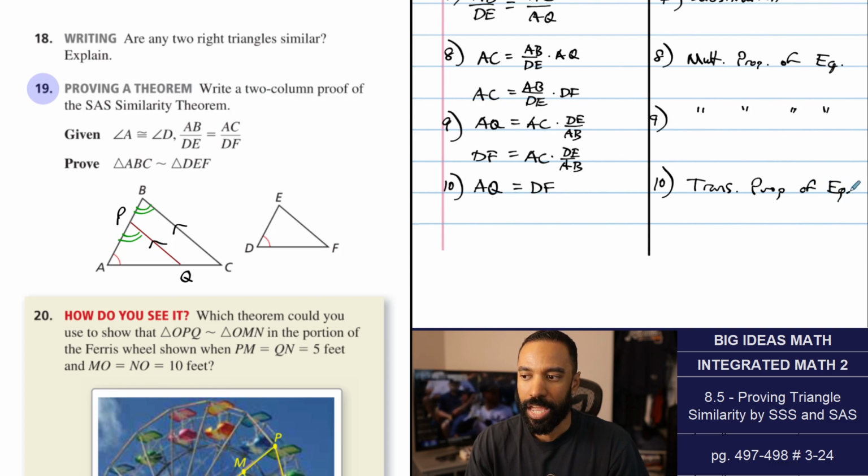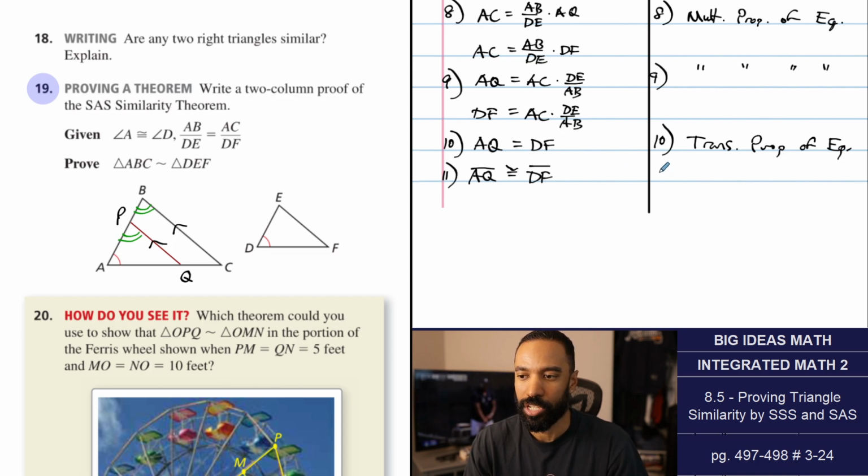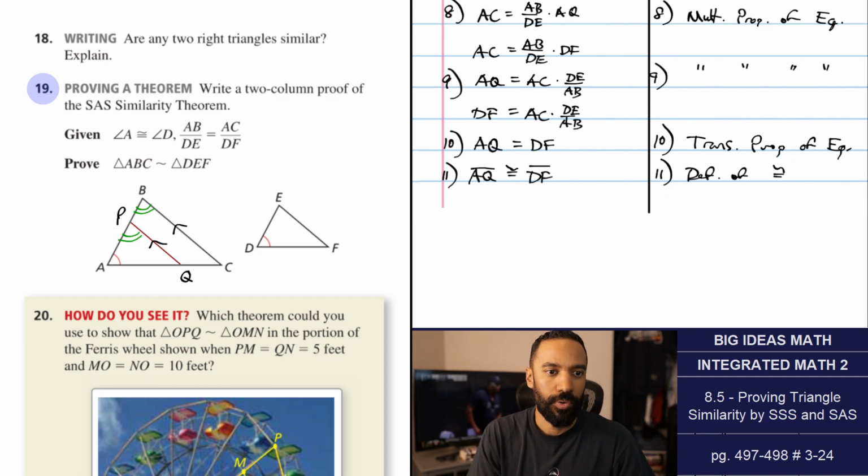Now, if they are equal to each other, then their segments are congruent to each other. So segment AQ is congruent to segment DF. So there's a lot of math to get one set of things congruent to each other. That's the definition of congruence. And if I have those two congruent here, now I can mark that up. AQ is congruent to DF.